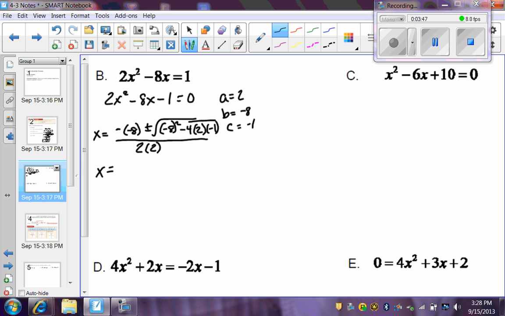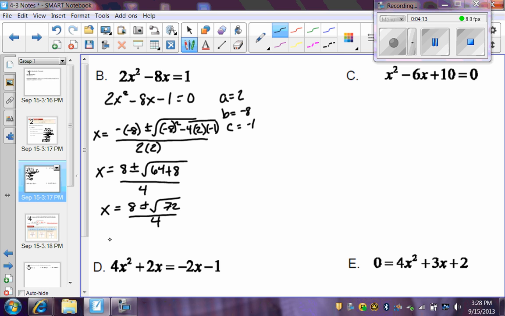So that gives me x equals a negative and a negative makes a positive, plus or minus the square root. Negative 8 squared is 64. Negative 4 times 2 times negative 1 is a positive 8. And 2 times 2 is 4. So it gives me x equals 8 plus or minus the square root of 72 over 4.